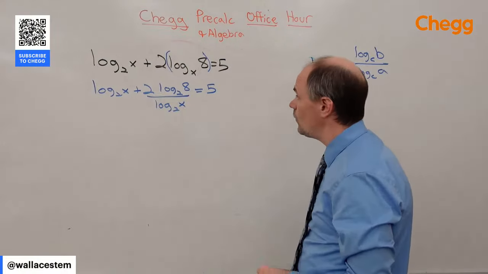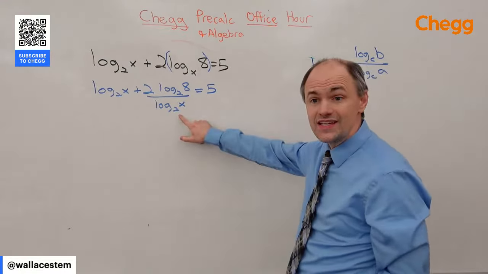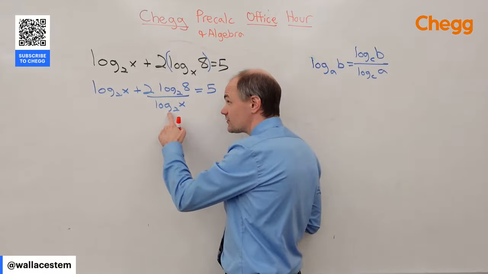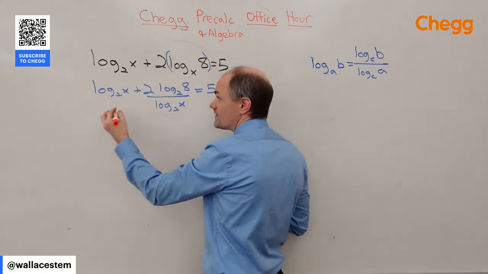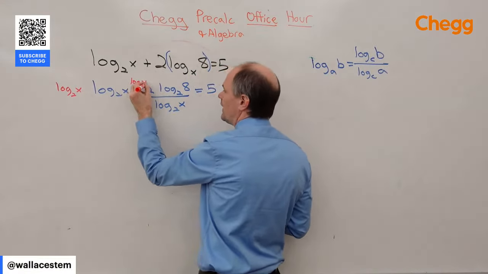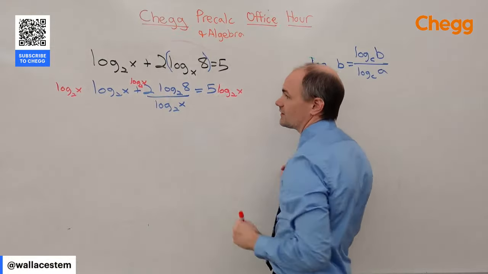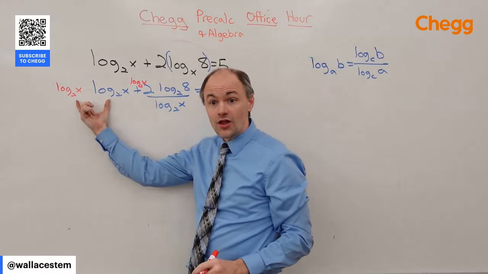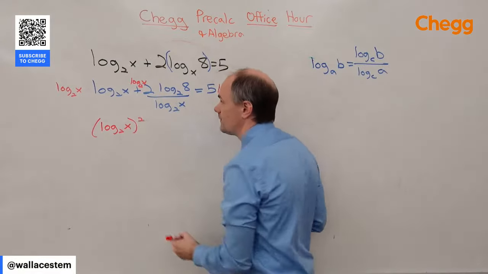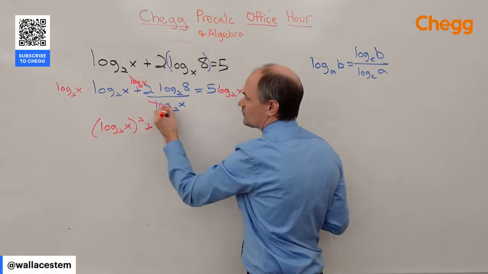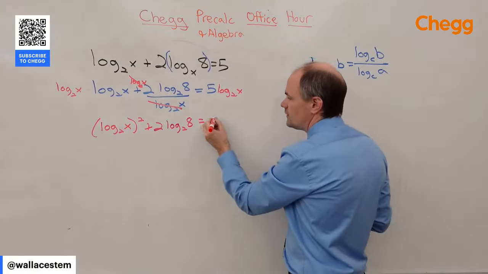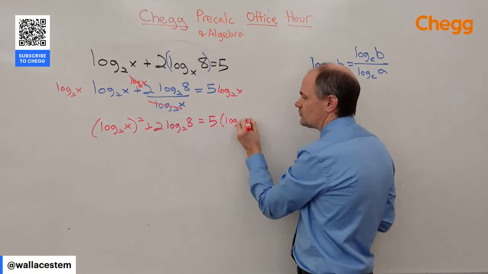So what are we going to do to solve it? Well, for one, I really don't like fractions. They're the F word of mathematics. Unfavorable. So we're going to get rid of the fraction by multiplying every term by this denominator. So I'm going to multiply by log base 2 of x, multiply by log base 2 of x, and multiply by log base 2 of x. When I do, I get log times log. That's log squared. Log base 2 of x squared. Plus, these logs reduce out, so we have 2 log base 2 of 8 equals 5 times log base 2 of x.